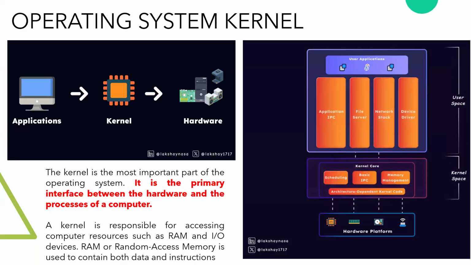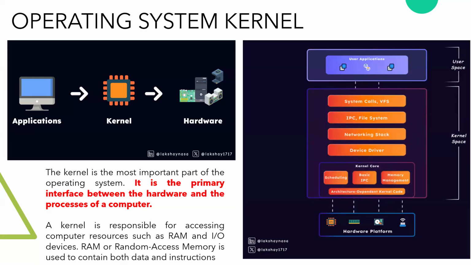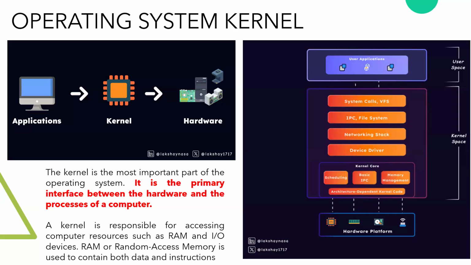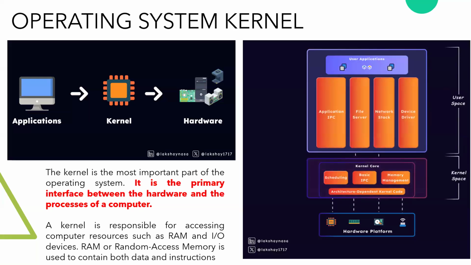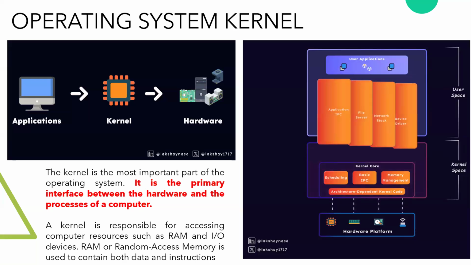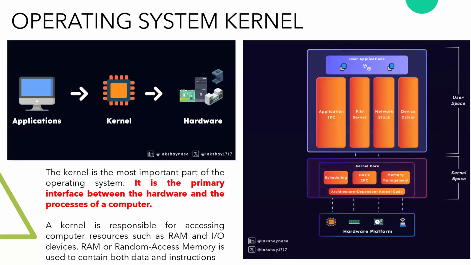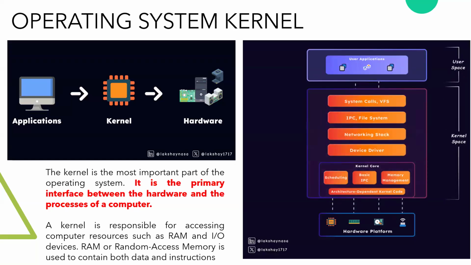So I was saying that the kernel, let me just repeat this slide a bit. The kernel is the most important part of the operating system. It is the primary interface between the hardware and the processes of a computer. So anywhere they ask you, what is that thing? This way, hardware, software. What is the handshake between hardware and software? Ladies and gentlemen, the name is kernel, right?